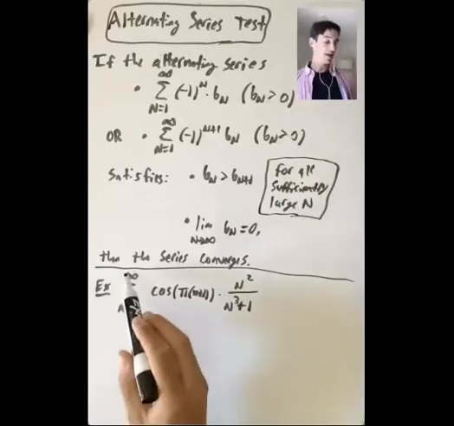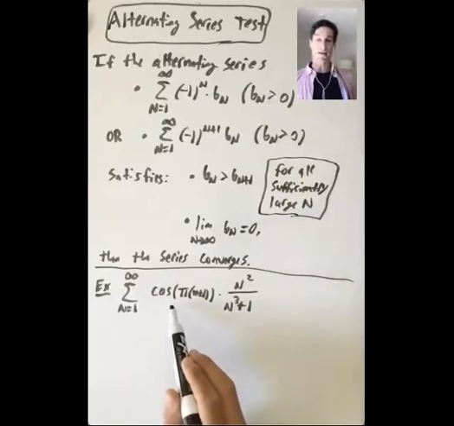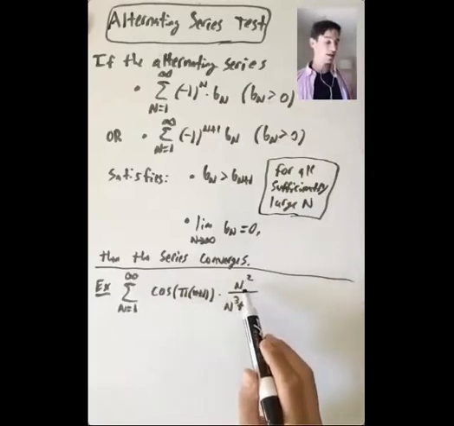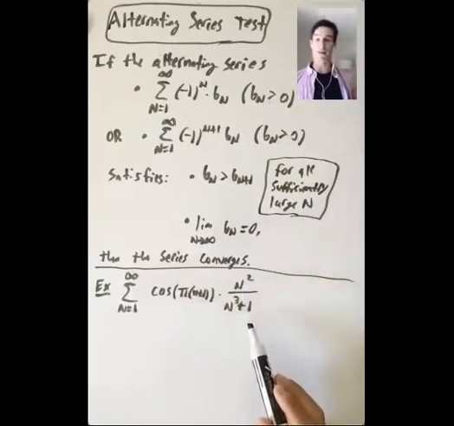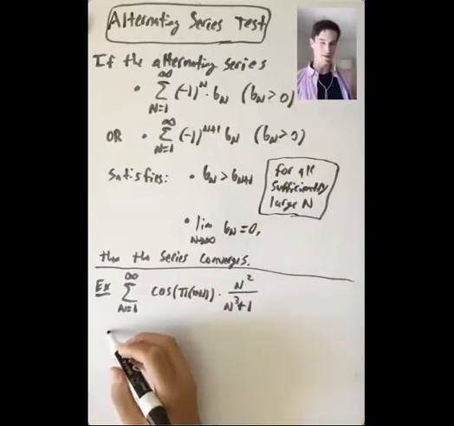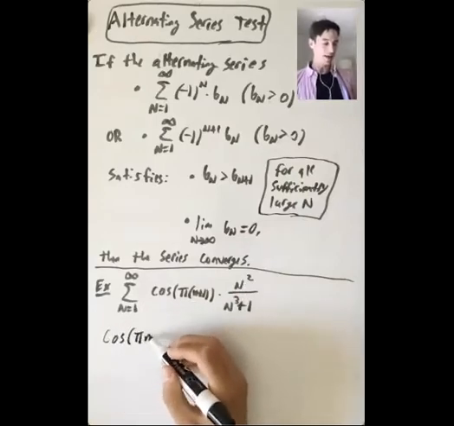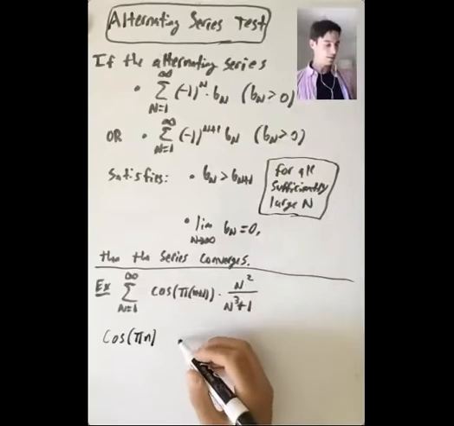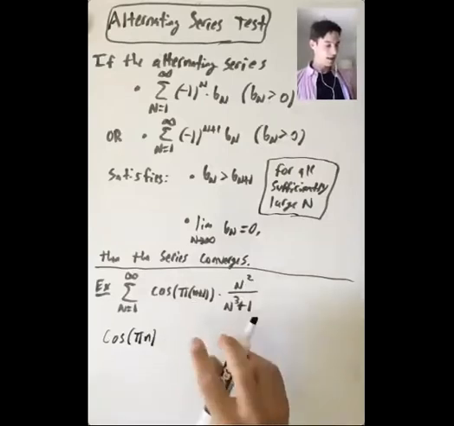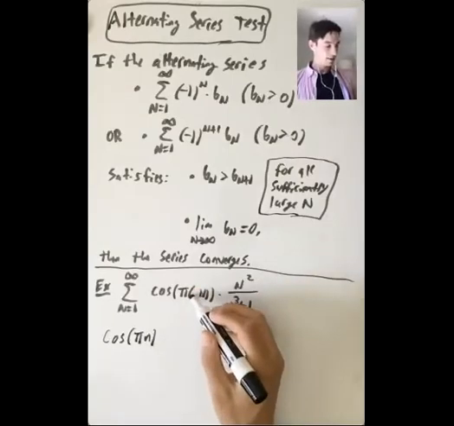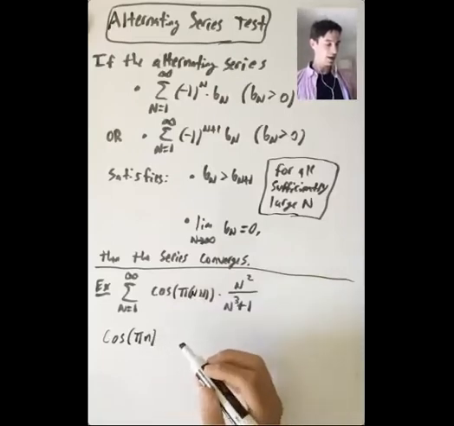Okay, so here's an example. A sum from n equals 1 to infinity of cosine of pi n plus 1 times n squared over n cubed plus 1. The first thing to try to understand is, is this even an alternating series? So what does cosine of pi n look like? Oh, this should be a capital N. What does cosine of pi N look like?